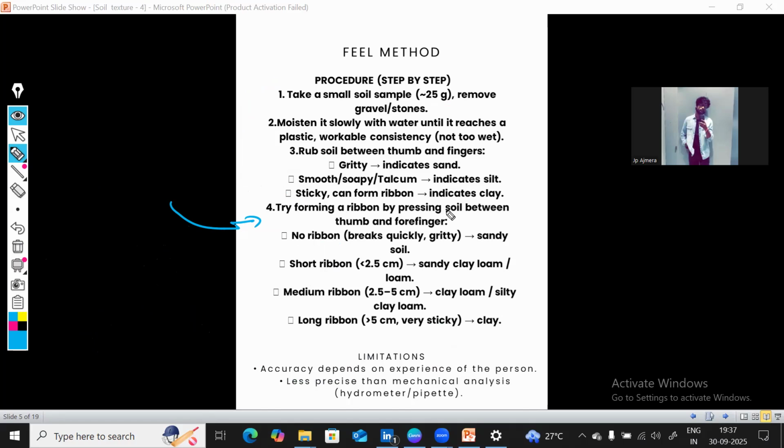Try forming a ribbon by pressing the soil between the thumb and forefinger. No ribbon formation, it breaks quickly. The appearance goes to sandy. There is no ribbon formation in the sandy soil. It will simply break down.